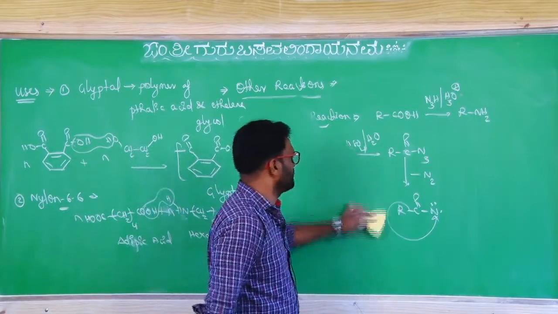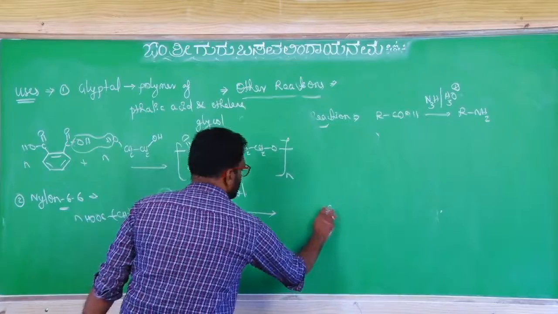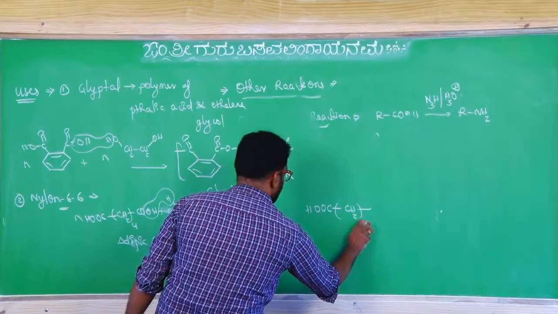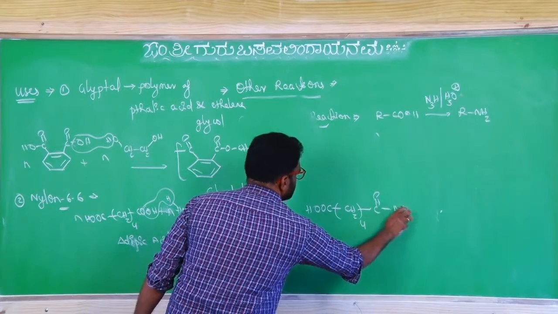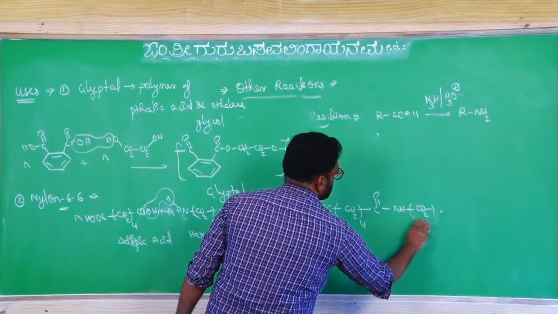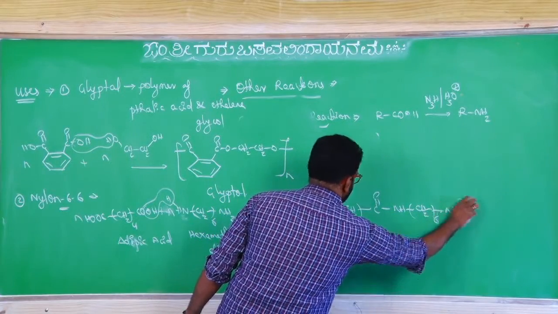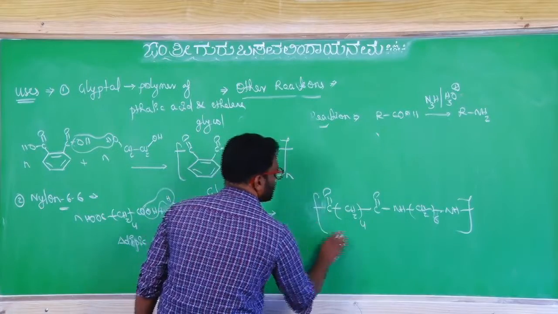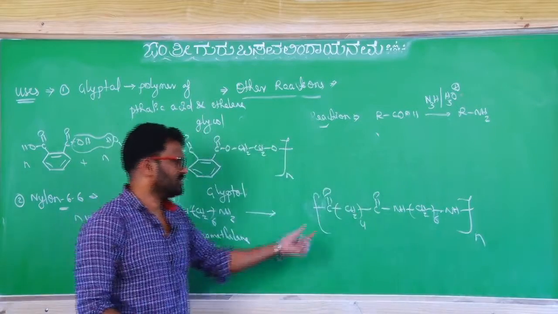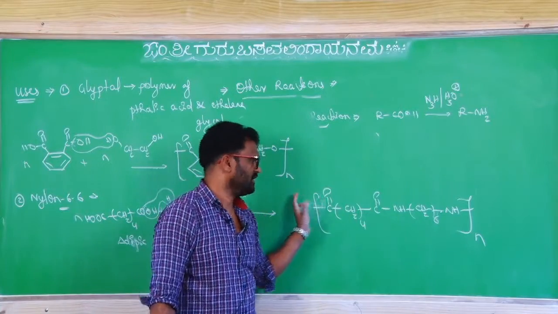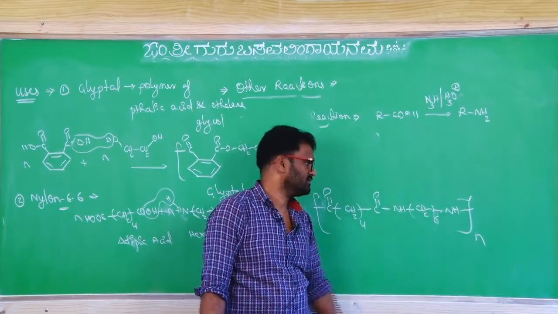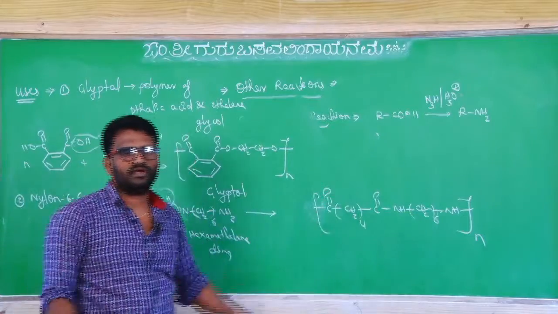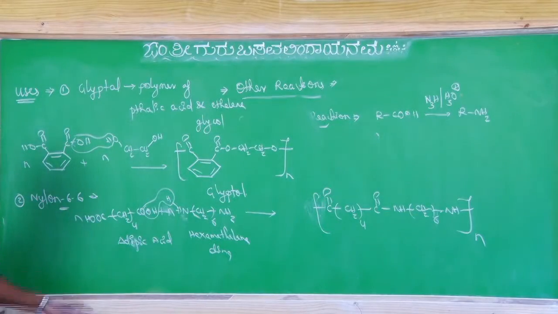So how will the polymer be? The polymer is COOH, CH2 taken 4 times, CO, NH, CH2 taken 6 times, and here NH, n number. These two ends are the chain propagation sites, this one and this one. Sites means we can elongate the polymer chain with these sites. This is what nylon 66.